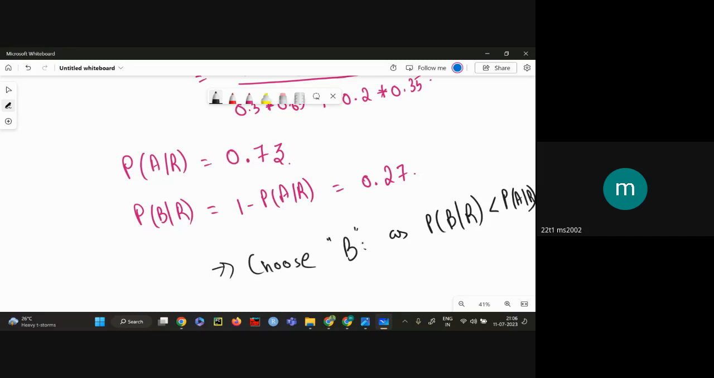In the last class, someone had a doubt about how this is a posterior probability. This is now a posterior probability because you are updating the probability of an application coming from A. So it's a posterior probability. Originally it was 0.65, now it is 0.73 and 0.27.